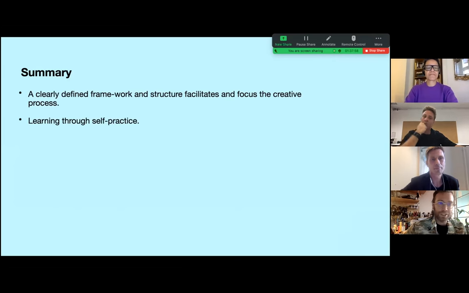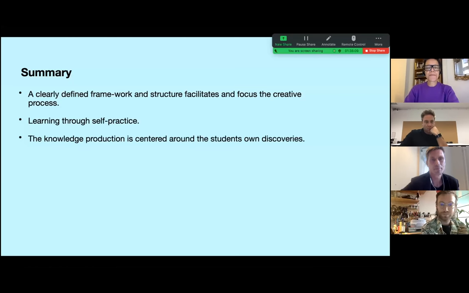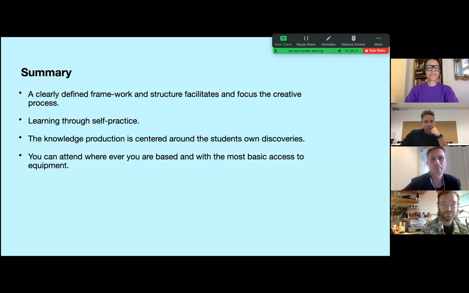We believe another key is that learning through self-practice creates strong students, or self-sufficient students, after the course. The knowledge production is centered around the students' own discoveries. So it's a research-based practice. And you can attend wherever you're based and with the most basic access to equipment.